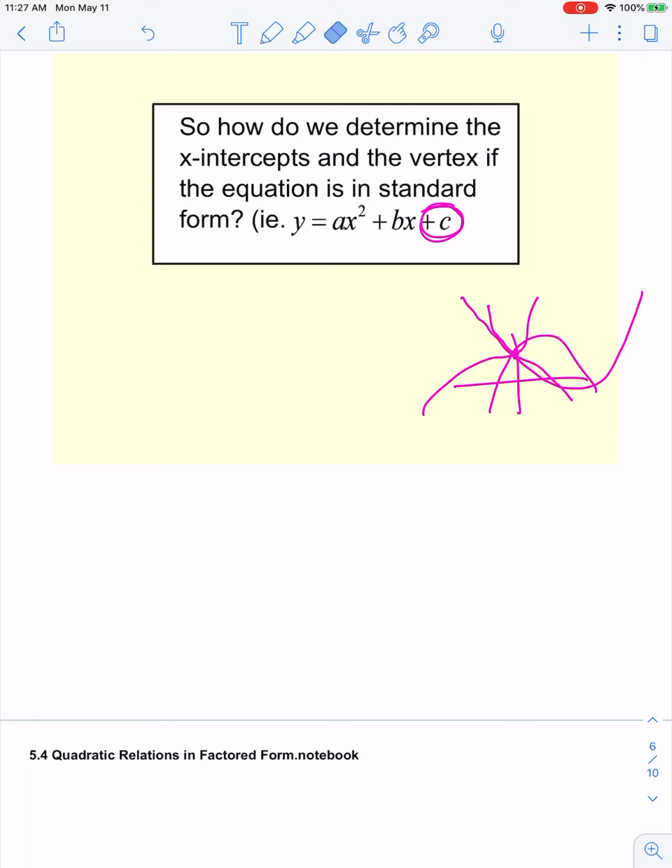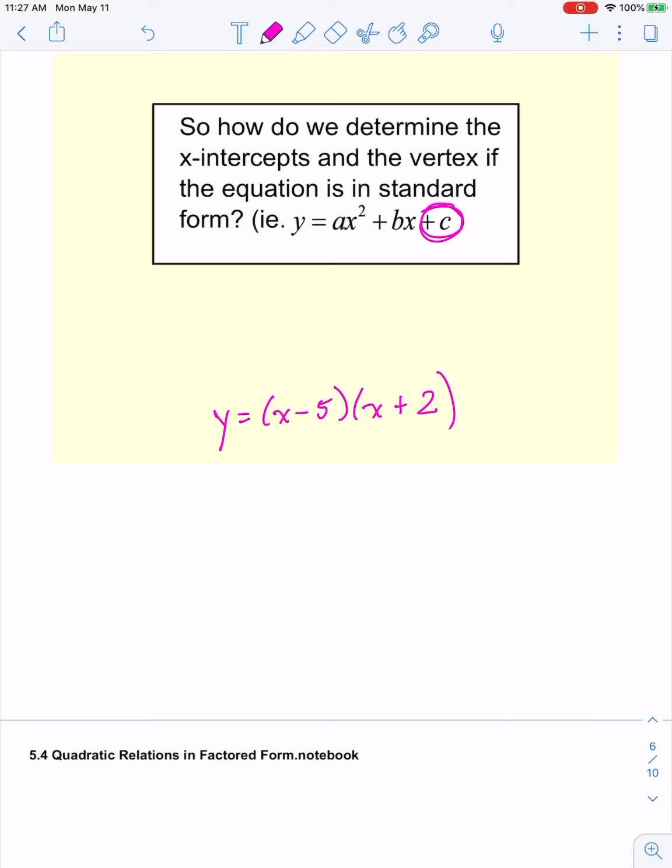So it is useless. So we want to be able to convert it to factored form, or eventually we're going to learn how to convert it into the other form, which is vertex form. But we want to go to factored form right now because that's the other form that we understand. So how do we do that? Well, let's take a quick look at an easy question. Let's say the question was y equals (x minus 5)(x plus 2).